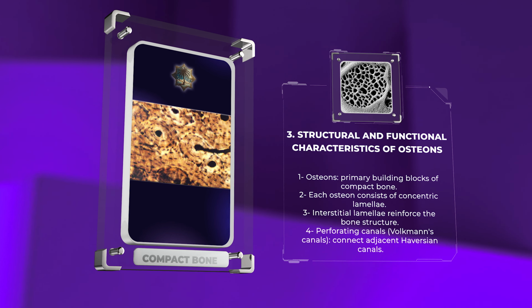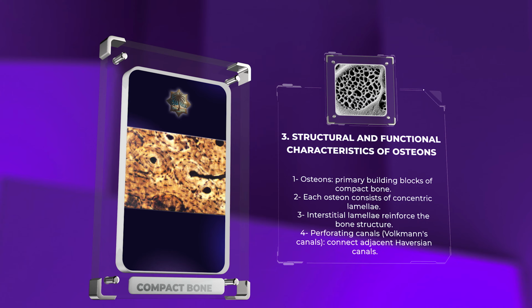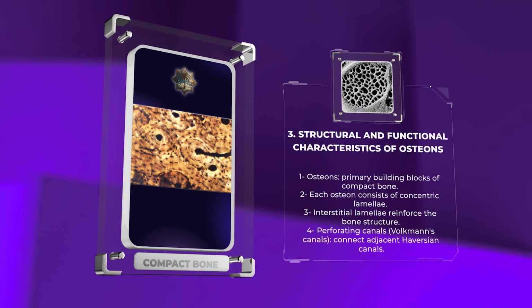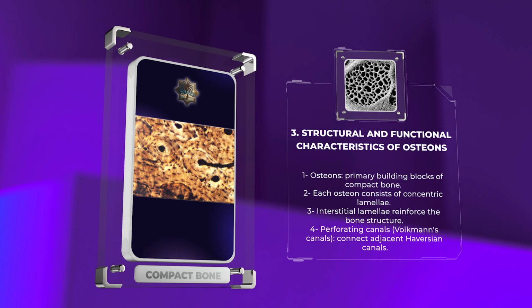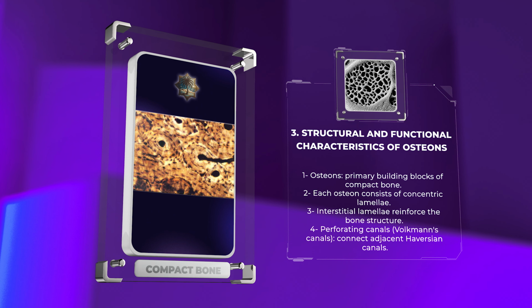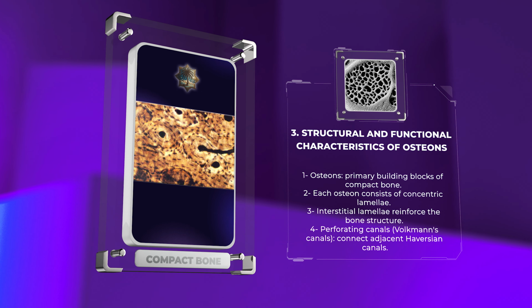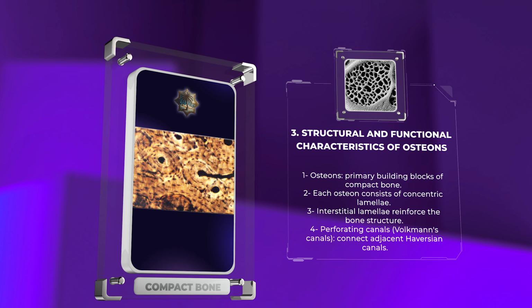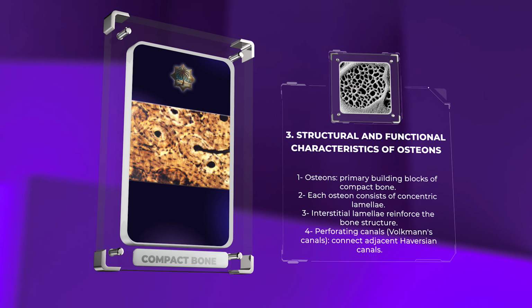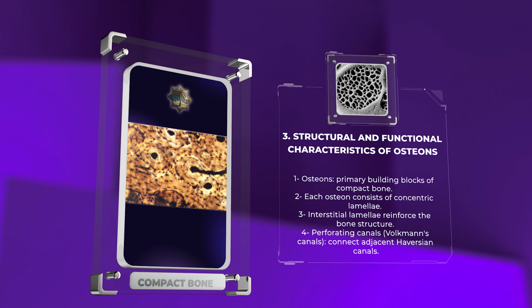Running perpendicular to the long axis of the bone, you will find an intricate network of perforating canals, also known as Volkmann's canals. These channels connect adjacent haversian canals, allowing for blood vessels, nerves, and other cellular elements to penetrate the osteon, facilitating communication and nutrient exchange.